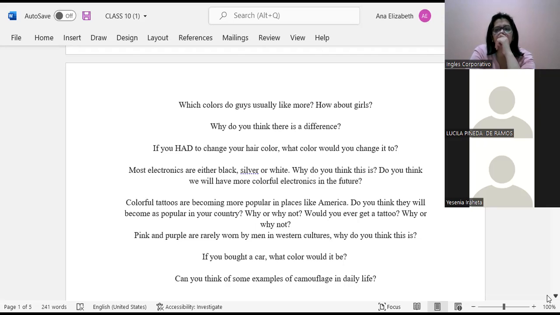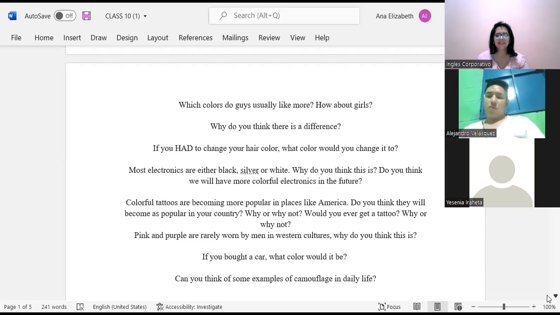Usually for a boy is blue, red, and black. And girls is purple, pink, and maybe red? Yellow. Yellow, right? The black color makes you look slim. Eso sí. Yes, right. Buen tip. Let's see.